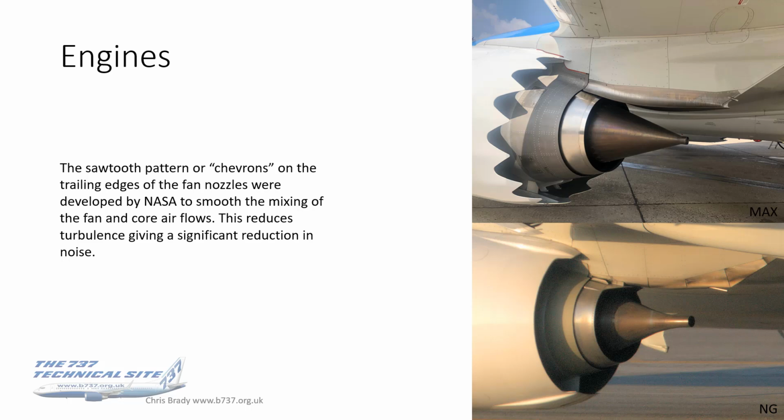So here's a better look at those sawtooth patterns, or chevrons, on the trailing edges of the fan nozzles here. These were developed by NASA, and the idea is that they smooth the mixing of the fan and core airflows. So rather than a hard boundary, it's actually a more streamlined flow from one to the other. That reduces the turbulence and gives a significant reduction in noise.